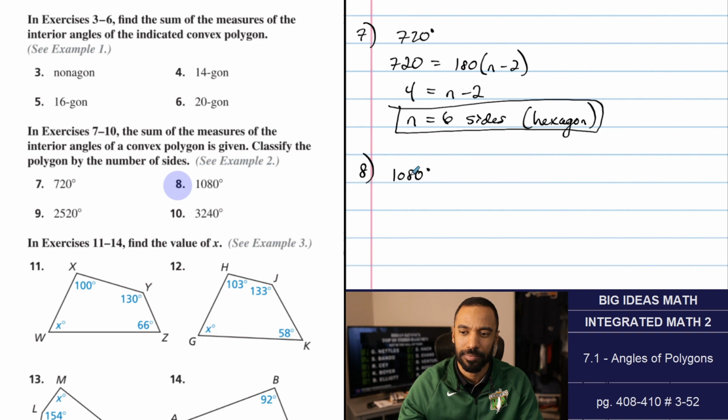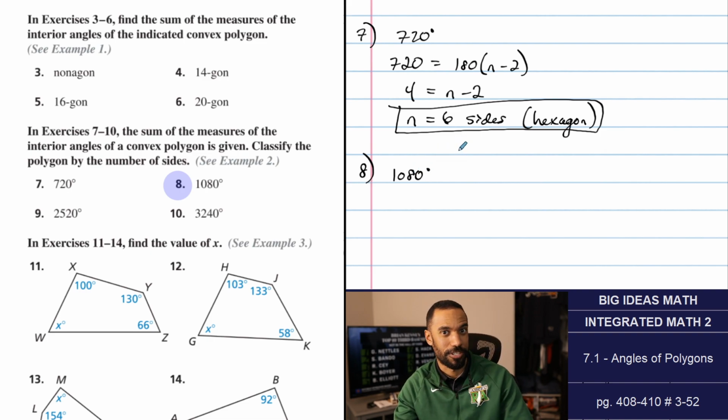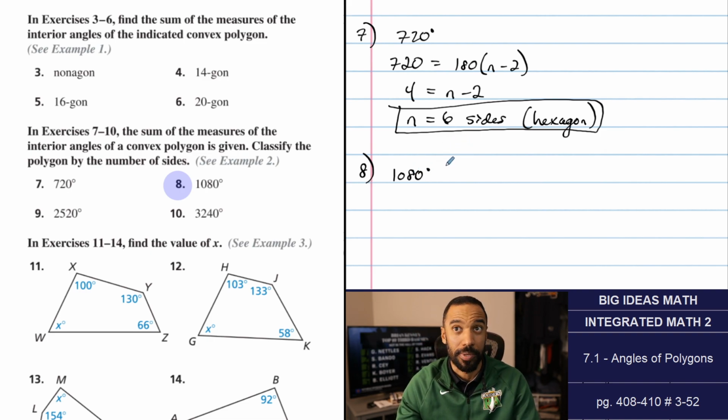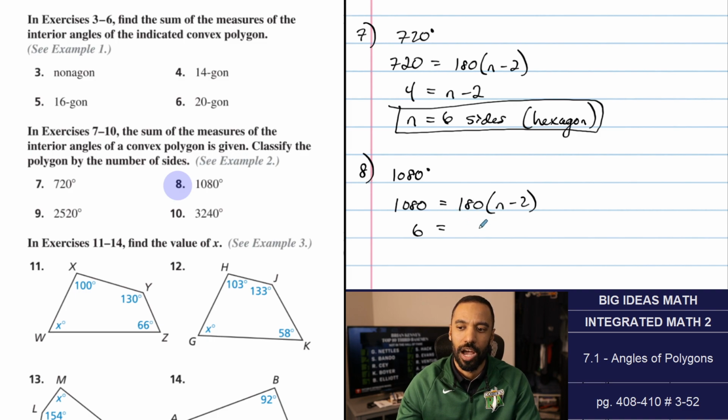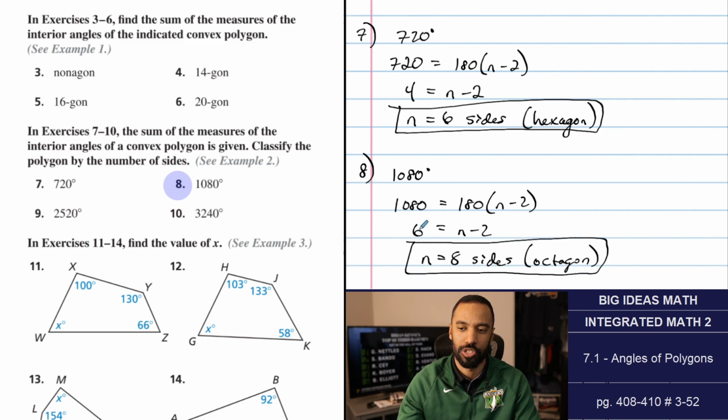1080. 1080 degrees. 3 full turns. It's going to be 6 triangles. 8 sides. Anyway, 1080. I cheated a little bit. So 1080 equals 180 times n minus 2. And you divide that there, you get 6 equals n minus 2, so n equals 8. 8 sides, otherwise known as an octagon. Like so, you get an octagon there.